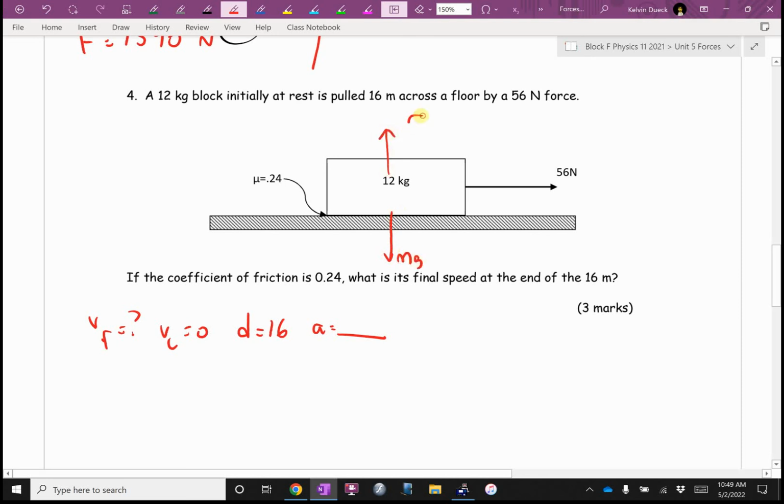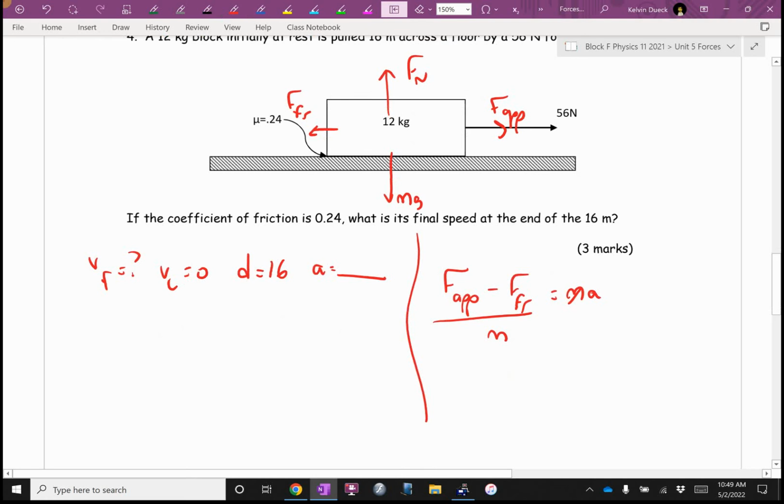Gravity down, normal force up. We have F applied. We have some friction. Who's winning? F applied. Who's losing? Friction. What's that going to equal? MA. And I'd like to find A. I'm going to use Scott's theorem. I'm going to get A equals F applied minus mu times the normal force all over M. I don't know the normal force. Oh, but look. I know the force is the same size as the normal force, little mg. So I can find A.